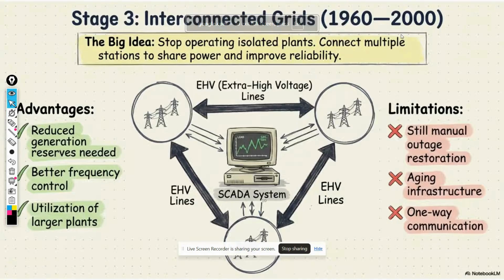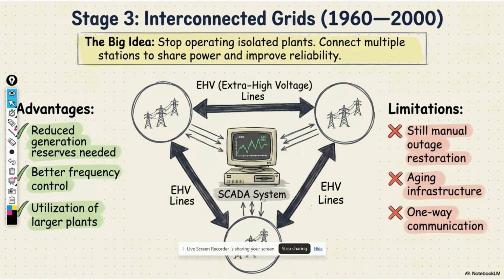So, students, stage 3 existed approximately from the year 1960 to 2000. During this period, instead of operating each power station separately, engineers started connecting multiple generating stations, substations, and transmission networks together. This created a large interconnected power network, commonly known as the power grid. Students, remember one point. The main objective of this stage was to improve the reliability of the power system. Instead of depending on one generating station, several generating stations could now support each other.